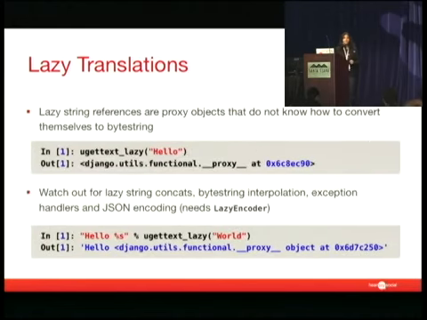But there's a catch with using lazy translations. Lazy translations are essentially lazy objects. They're proxy objects, and they don't know how to translate to a byte string. So if you're doing any sort of string concatenation or interpolation with the lazy objects, they might not work as you expect. Also, if you're doing any sort of JSON encoding of these strings, you have to make sure there's a mechanism to force these objects to go to their string form for JSON encoding. There's something called a lazy encoder that Django provides in the serialization section of the documentation.